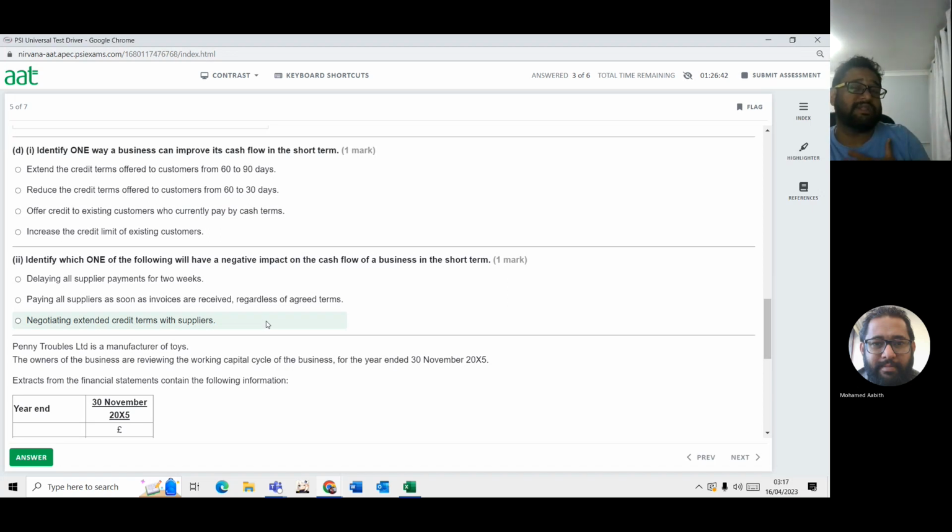You will not get money into the business as quickly as possible. But look at the next one: reduce the credit term offered to the customer from 60 to 30. That means they are expected to pay back quicker. Therefore, you'll receive more cash coming in quickly. So the previous one is not going to be right. This one is definitely going to be right.